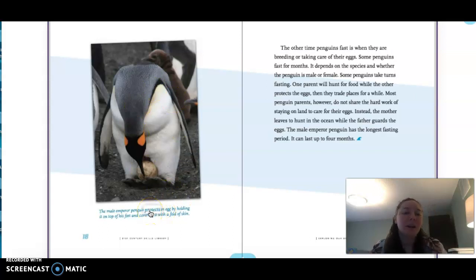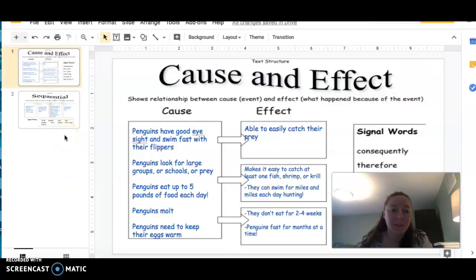I want you to try. Think about what I've just read on this page, and what cause and effect can you find that's related to a penguin's diet? Pause this video and give yourself some time to think. Great. Look at all the notes that we took. I've completely filled up this chart, and I've even added way more than 3 causes and effects. This is one type of text structure that you can use.